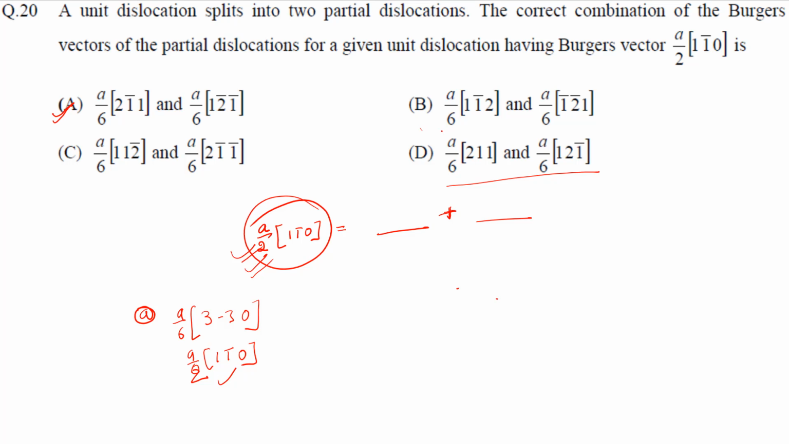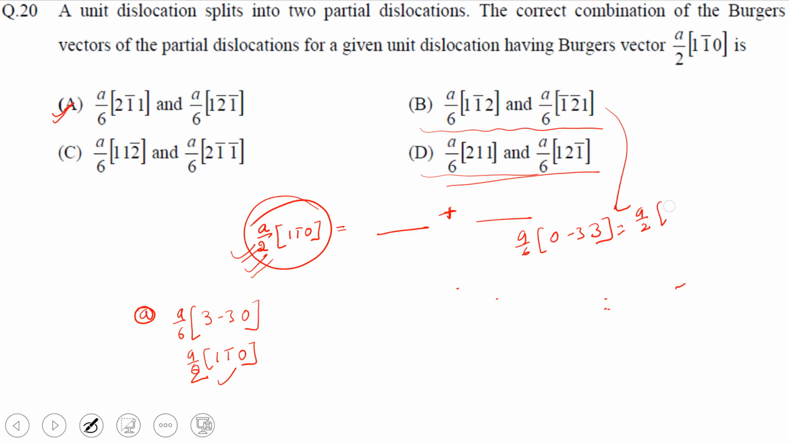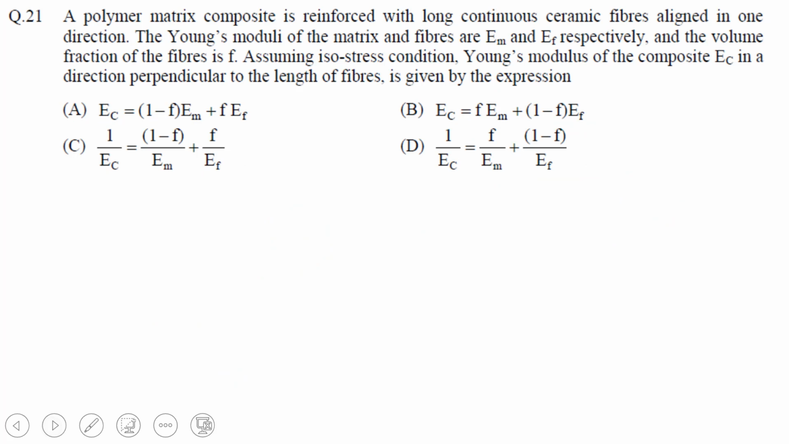Now let us see options B, C, D, why they are not correct. So if you add this, it will be a by 6, 0 minus 3 and 3. So this will be equal to a by 2, 0, 1 bar, 1. So this is not equal to this, right? So similarly you can check for C and D also, right? So guys, we have got this answer A.